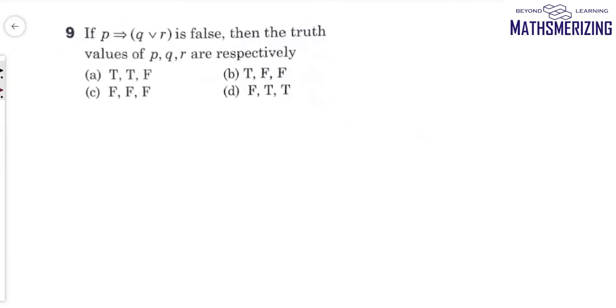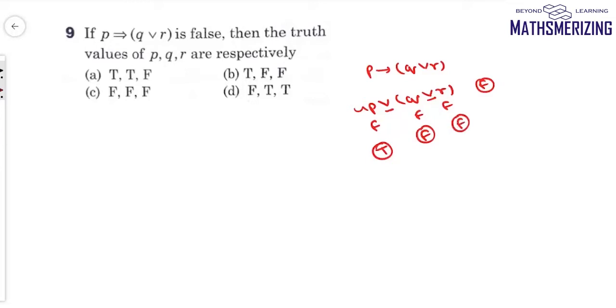Now the question is, if P implies Q or R is false, then we need to find truth values of P, Q and R. Now we know that A implies B is not A or B. So this is not P or Q or R. Now this statement is false. Since we have disjunction here, the disjunction of A, B, C will always be false when each of them, not P, Q and R, is false, which simply means P must be true, Q must be false and R must be false. So it should be true, false, false, and that's option number B.